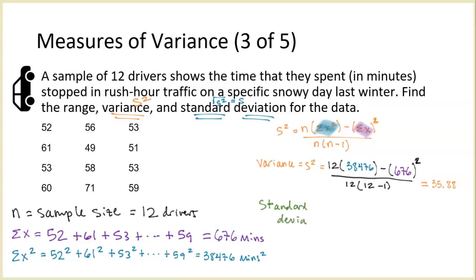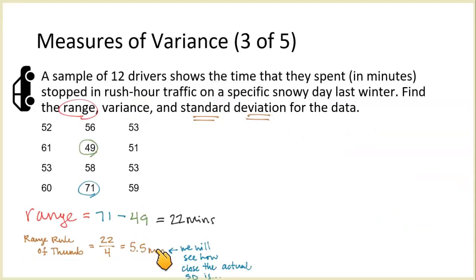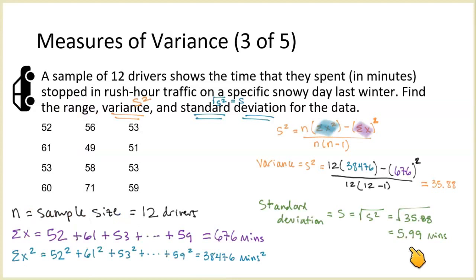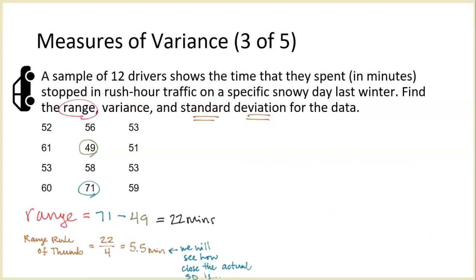So to get the standard deviation, I just take that same value, 33.8, and I take the square root of it. And so that value represents standard deviation, 5.99 minutes. And so if we compare it to the range rule of thumb that we got earlier, which was 5.5 minutes, although they're not the same, they are pretty close. So this tells us that we can use this as an estimate of the standard deviation to get an idea of the number we should get before we even calculate it.